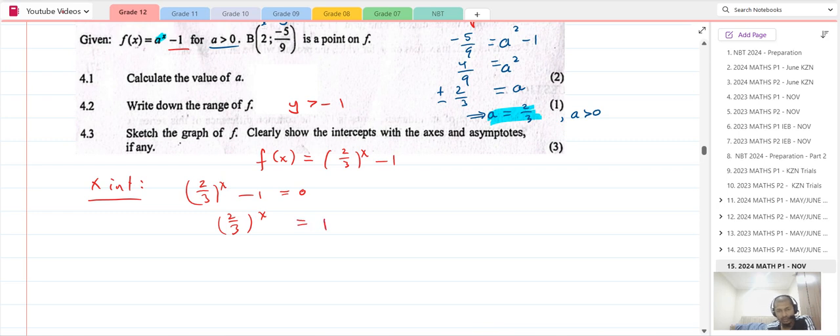Now how can you write 1? You can write that as (2/3)^0. Anything to the power 0 is 1. So x is equal to 0. So this graph passes through the point 0.